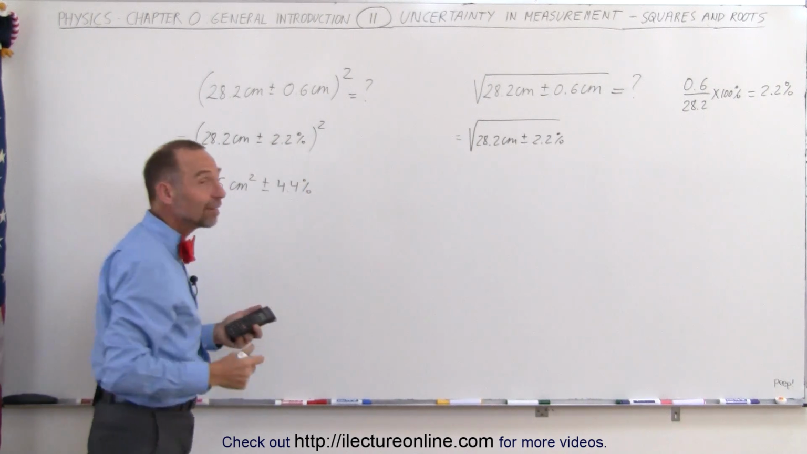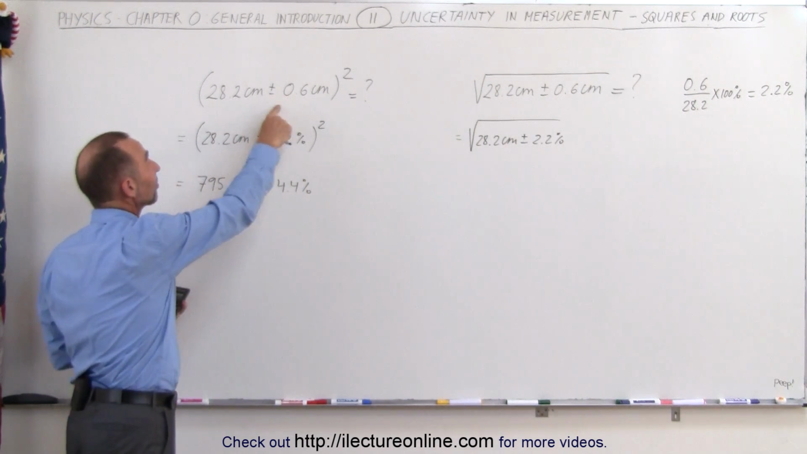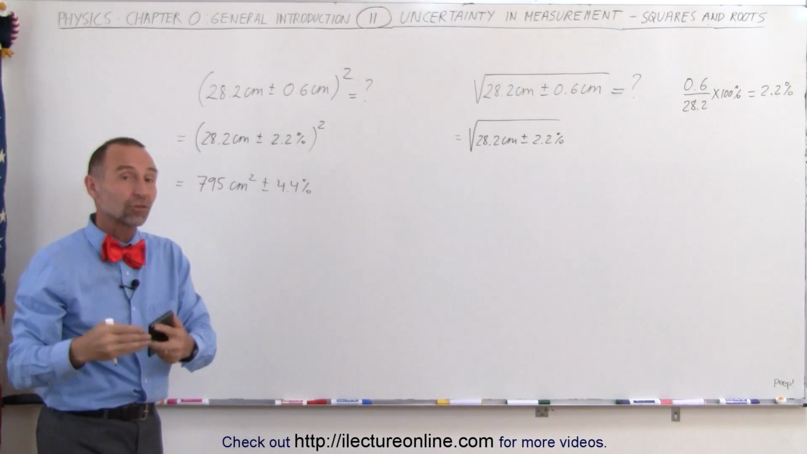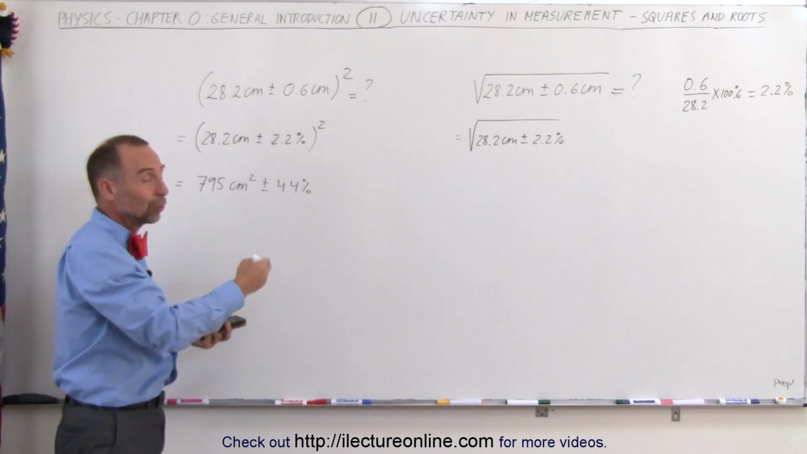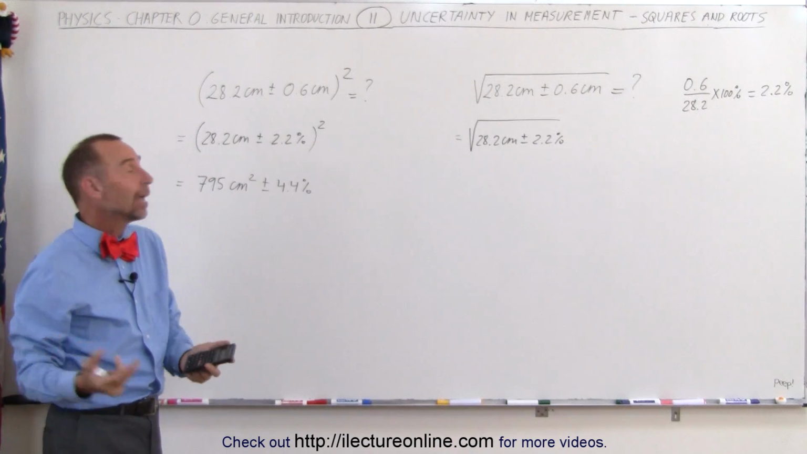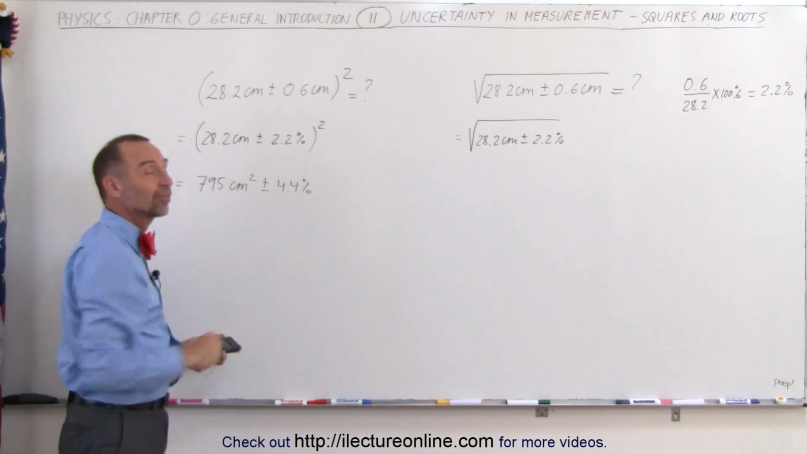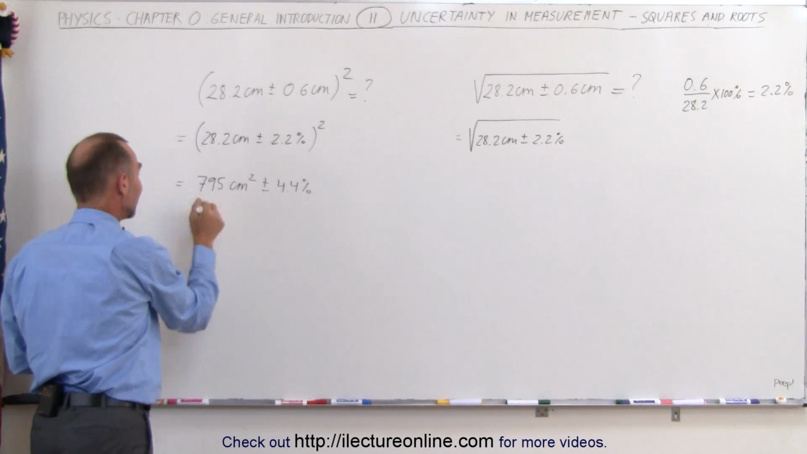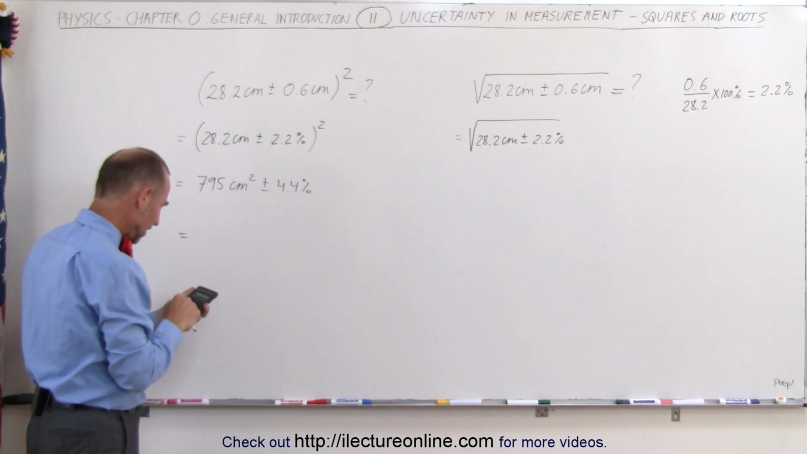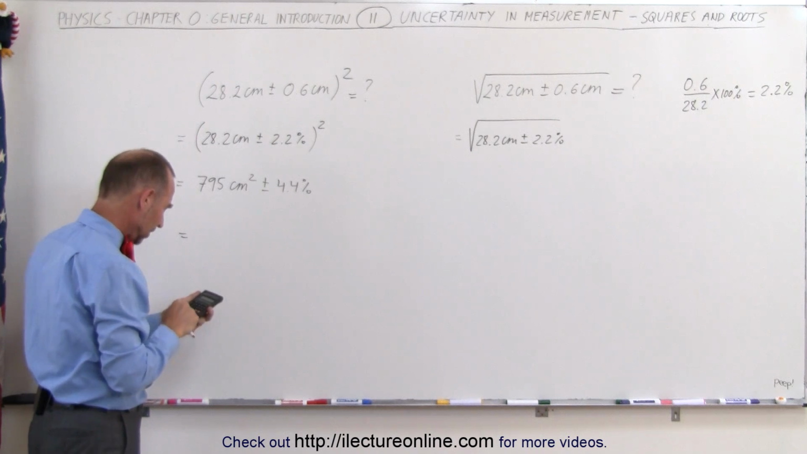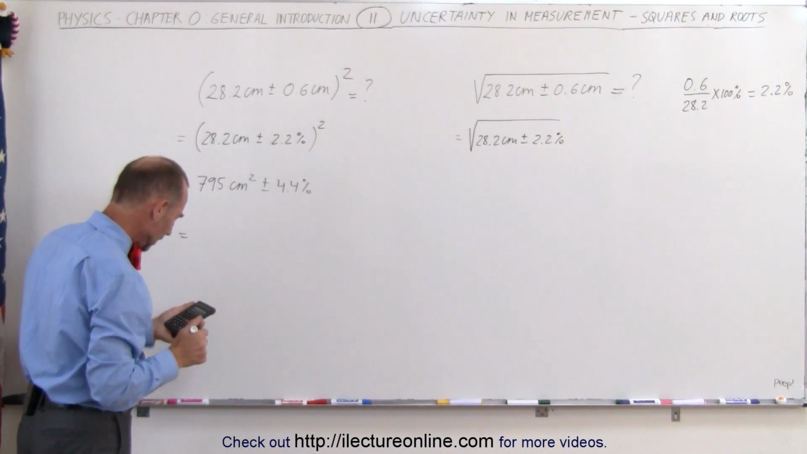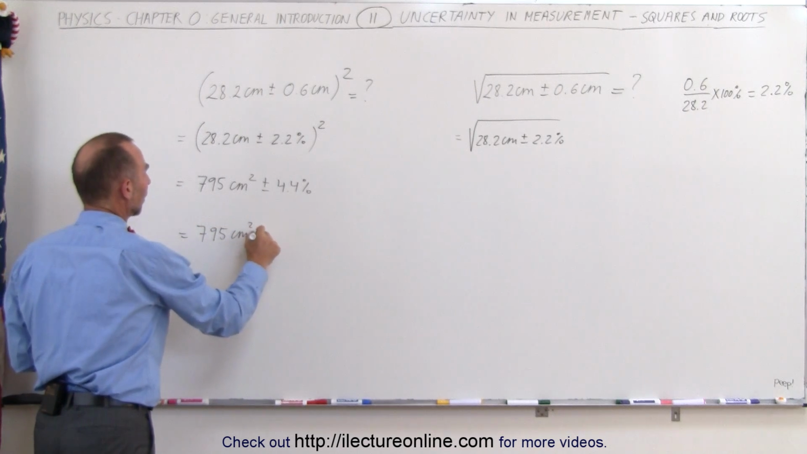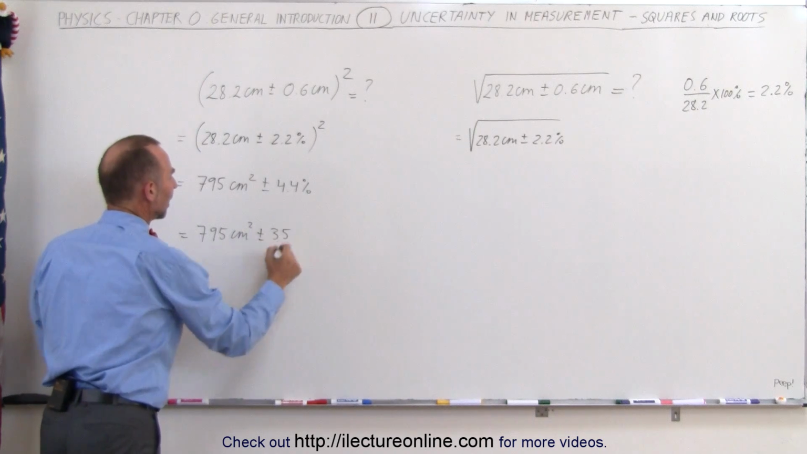The reason why we double it is the same thing as if we were to multiply this by itself. In each case, each number would have an uncertainty of 2.2%. When you multiply, you add uncertainties, so it would be 2.2 plus 2.2, or 4.4%. We simply say, when you square a number, you simply double the percent uncertainty. Then finally, calculate what 4.4% is of 795. So this would be 795 times 4.4%, and we get 35. So this would be 795 centimeters squared plus or minus 35.